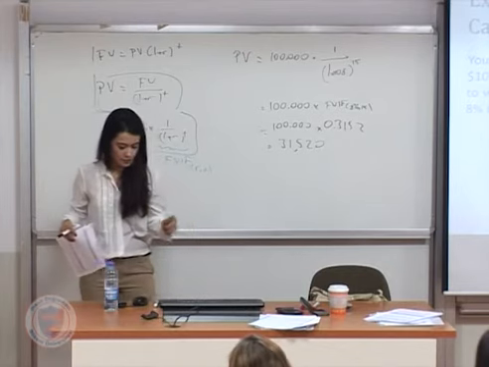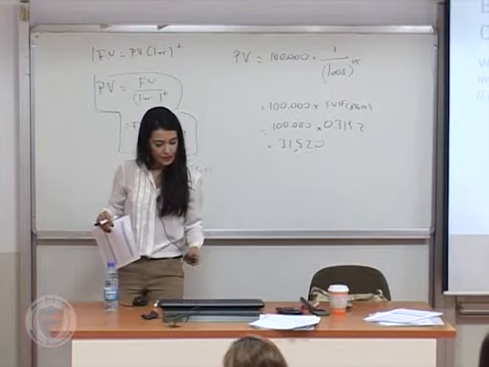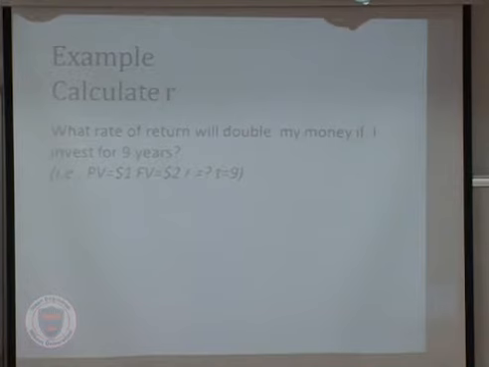Okay, so let's use this one more time. Let's look at this one, because the table comes in handy if you have a question asking for the interest rate or t, because the calculations are more complex in those. So it says, what rate of return will double my money if I invest for 9 years? So I have present value is $1, $1,000, $2,000, it doesn't matter. Present value is $1.